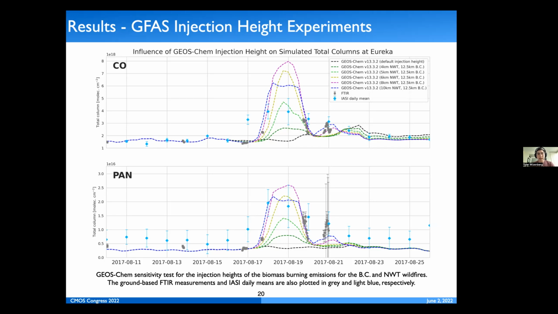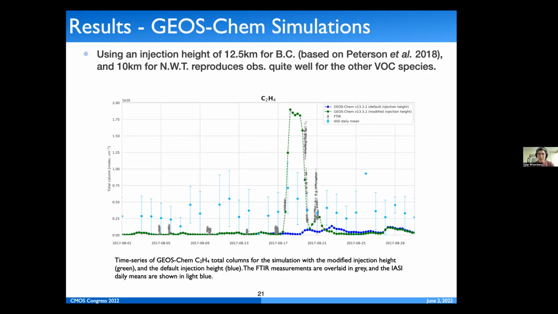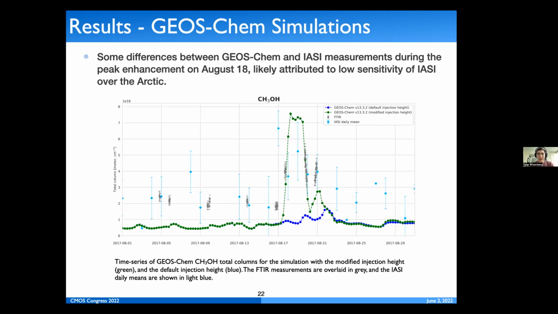What we found in the end is that an injection height of 10 kilometers for the Northwest Territories fires and 12.5 kilometers for BC produces the strongest correlations with our observations, both on the ground and with IASI. So you can see that I show the default simulation here as the dotted blue line, the one with our modified injection height scheme in green, as well as the FTIR and IASI measurements. We can see that the one in green agrees a lot more closely with our FTIR measurements. And in the default simulation, there's almost no enhancement at Eureka.